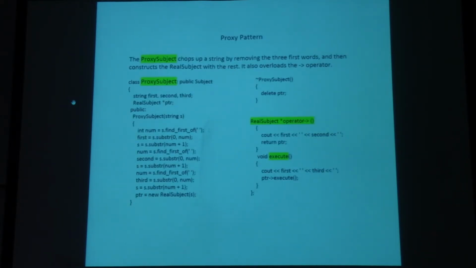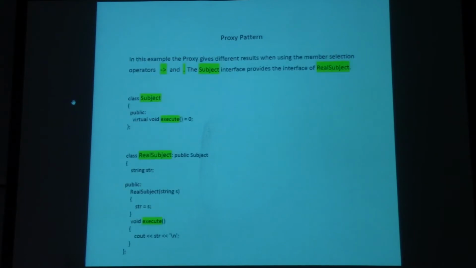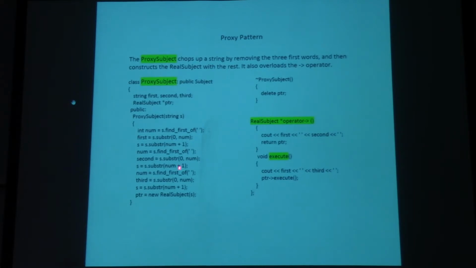Now let's take a look at this complicated, weird-looking example, but it's not too hard. The class ProxySubject, public Subject. So ProxySubject is a subclass of Subject, which means it's going to have the execute method. Notice this ProxySubject class will have a string. In fact, it will have three strings, and then it will have a pointer to the real subject.